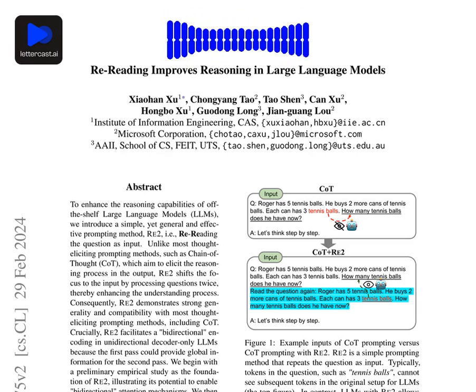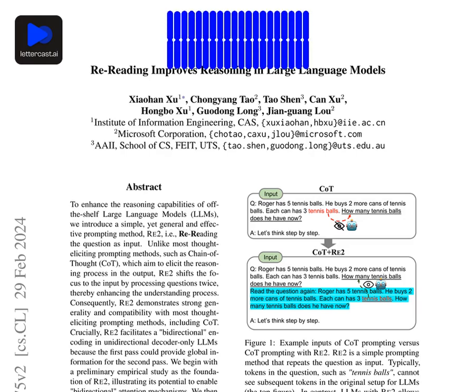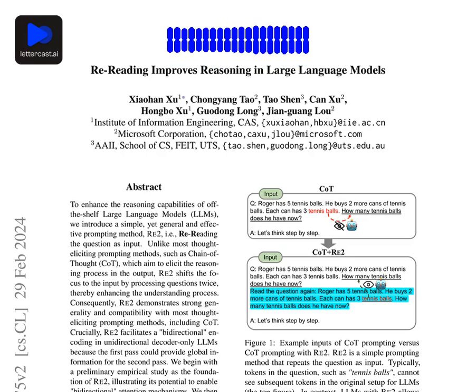So, today we're talking about Re2, a new method designed to boost reasoning in large language models by rereading questions. It's quite different from traditional methods like chain of thought, which focus more on the output side of things. Nova, could you tell us more about what problem Re2 is trying to solve?